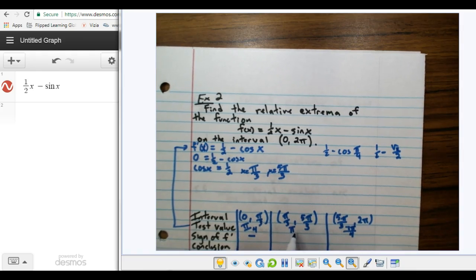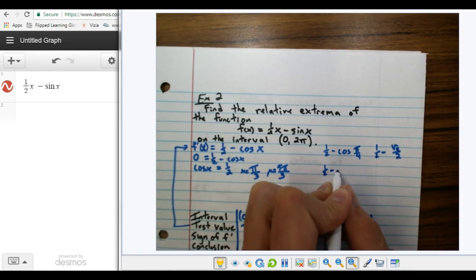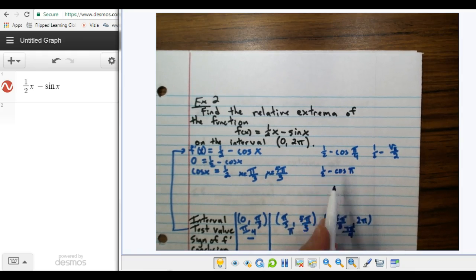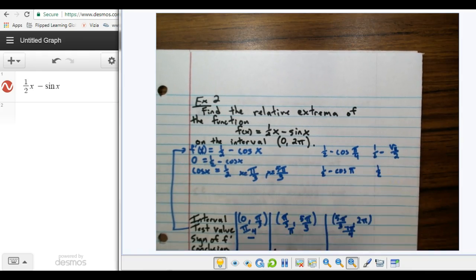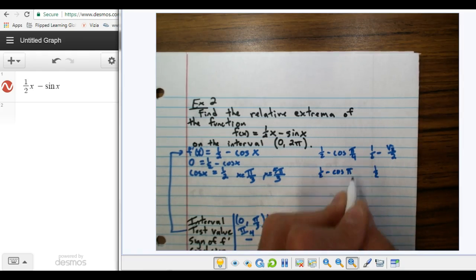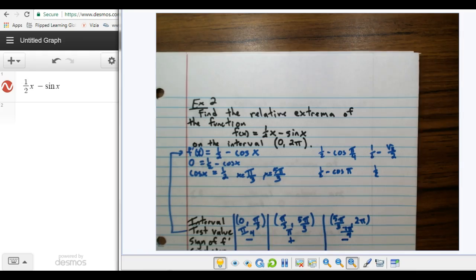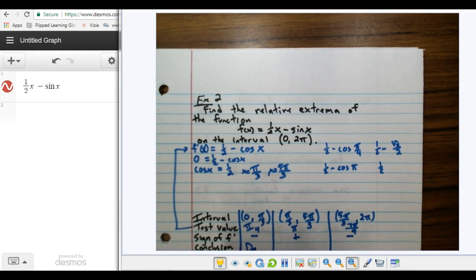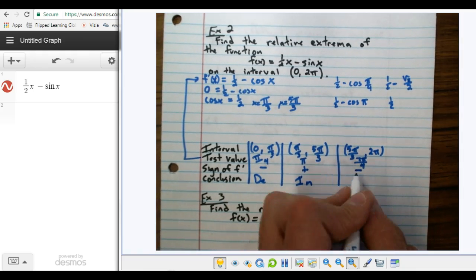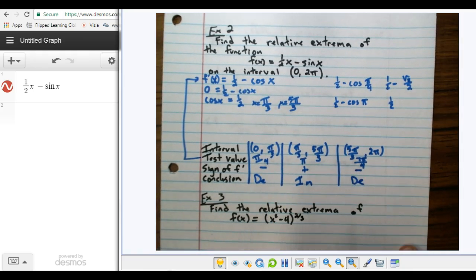If I plug in pi, 1/2 minus cosine pi. Cosine of pi is 0, hmm, actually negative 1 in truth, but as worked here, 1/2 minus 0 is 1/2, so that is positive. And 7 pi over 4 is also going to be square root of 2 over 2, so it should be exactly the same as pi over 4, which is also negative. So it's decreasing, increasing, decreasing.